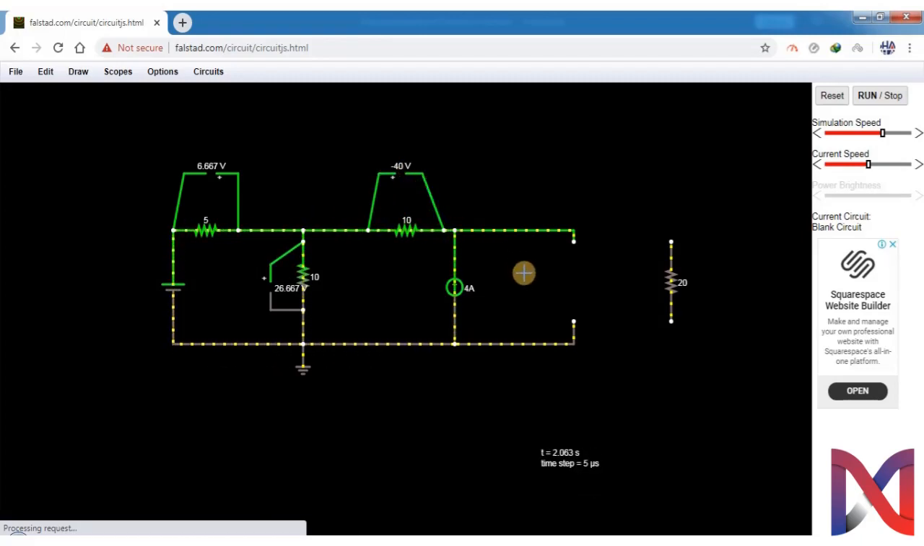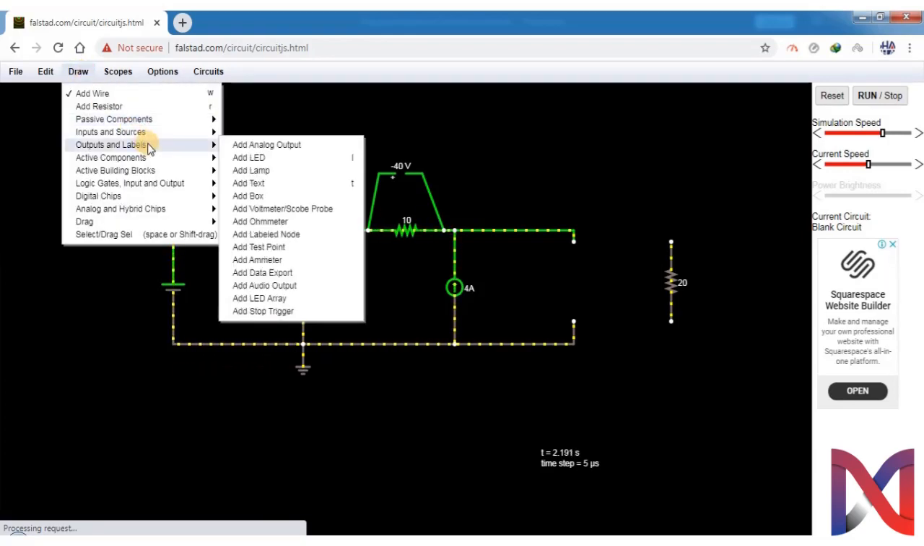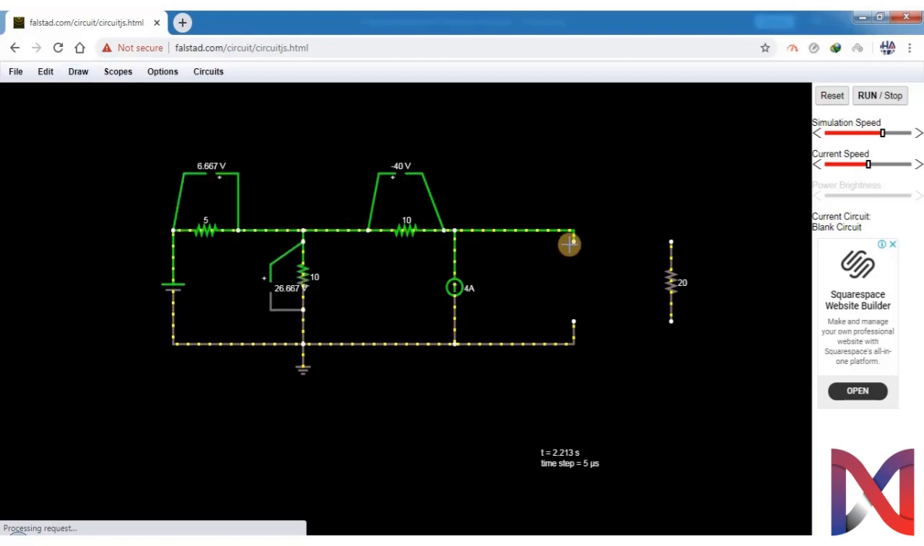Now what we can do is find our Thevenin voltage as well. For that we need to connect our voltage source right here and we will get a value of 66.66 volts, right? So we will go to output and labels and place our voltmeter here. You can see we have 66.66 volts here. Now we get our Thevenin. This was our Thevenin voltage, equal to 66.667 volts.